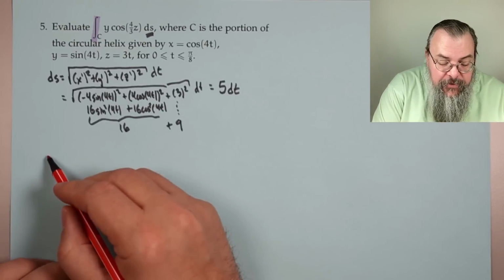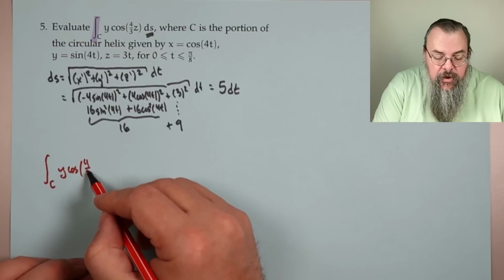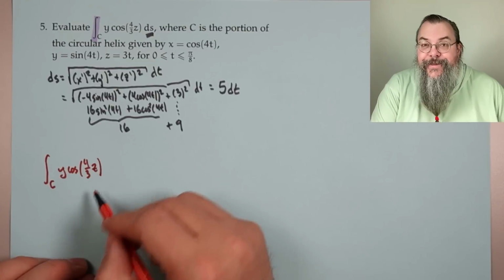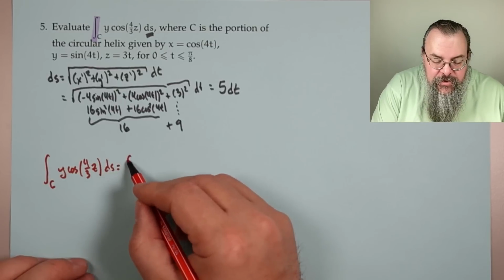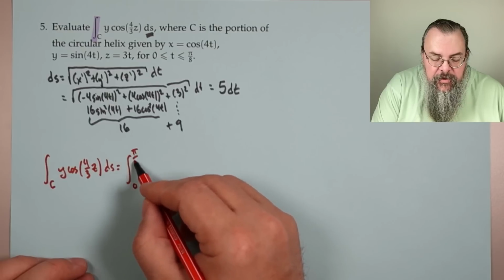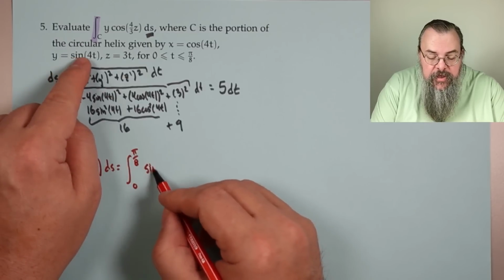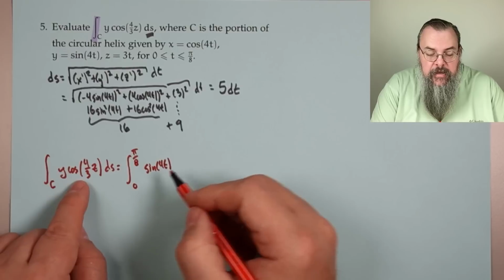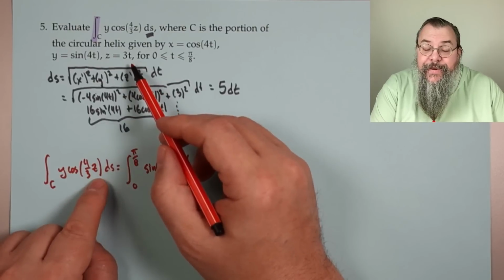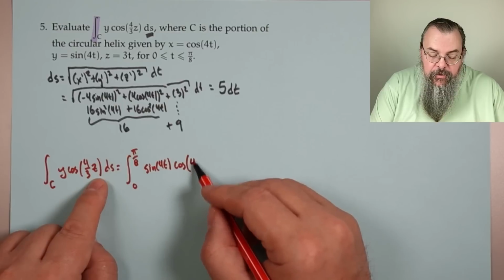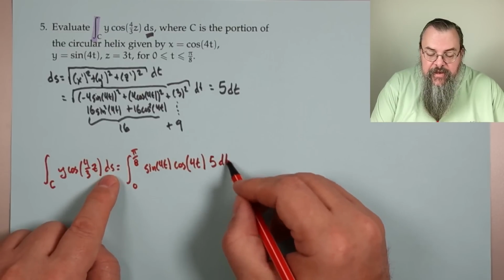All right, so we have the following. Our integral along our curve of y cosine 4/3 z, for all those Britain fans out there, ds is equal to integral 0 to pi over 8. And then we're going to have y becomes sine of 4t. And then cosine 4/3 times z. Well, z is 3t. 4/3 times 3t makes 4t. Oh, well, that's very convenient. Then ds is 5 dt.